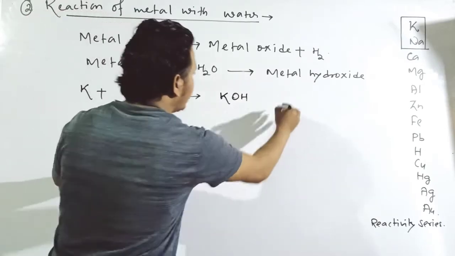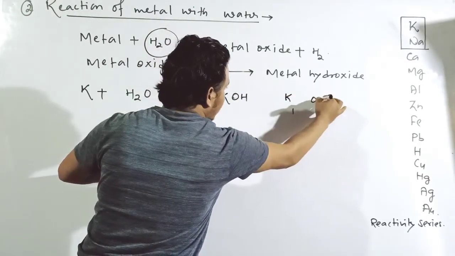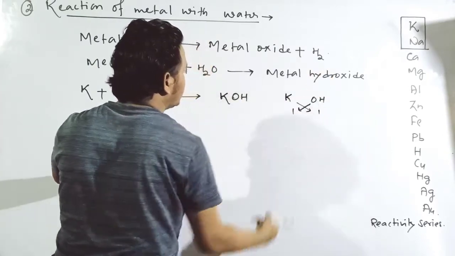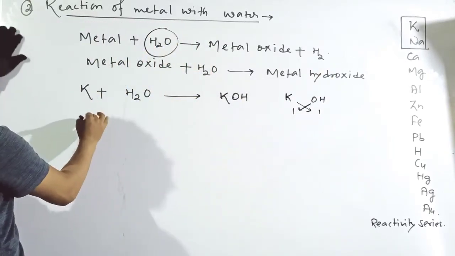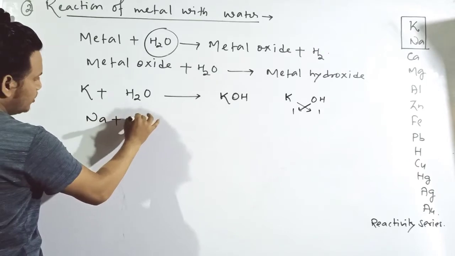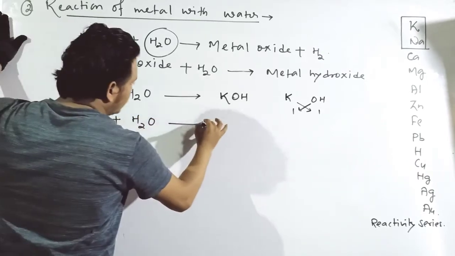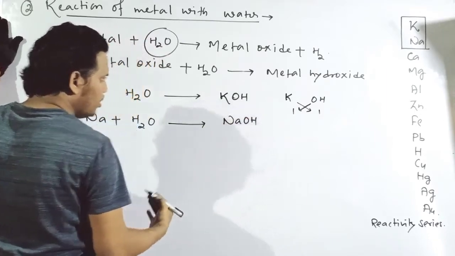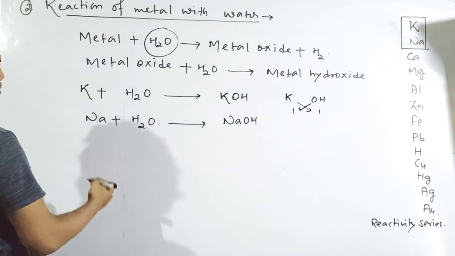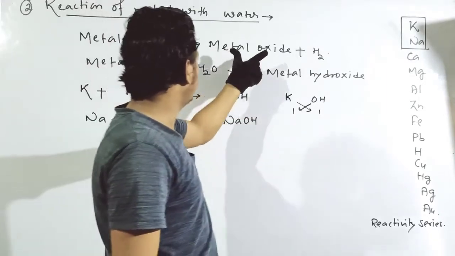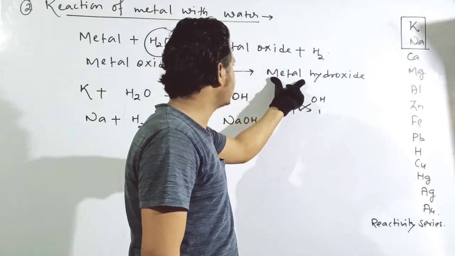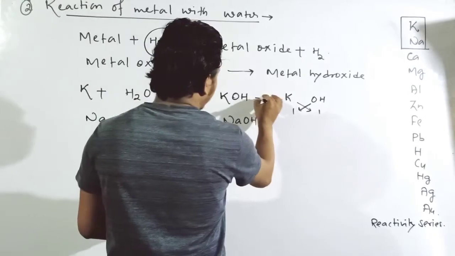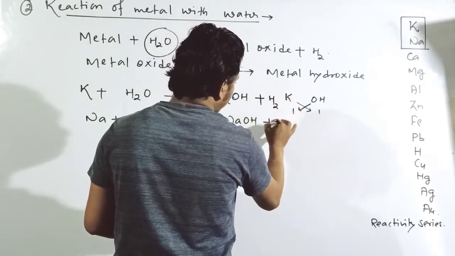K has valency 1, OH has valency 1. In the same way, sodium also has valency 1. So sodium reacts with water to form sodium hydroxide. Balance it, and the other product will be hydrogen. Hydrogen gas will be evolved.